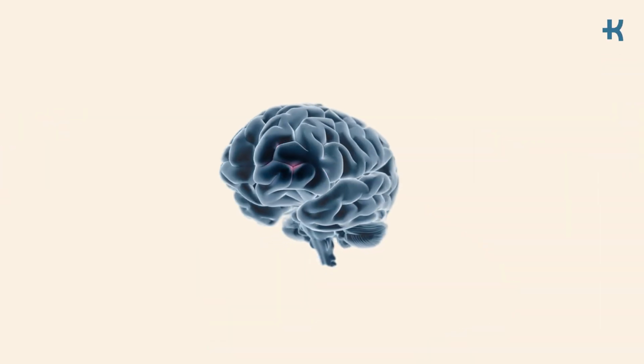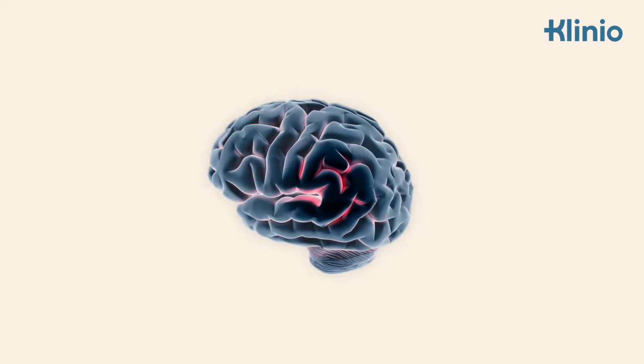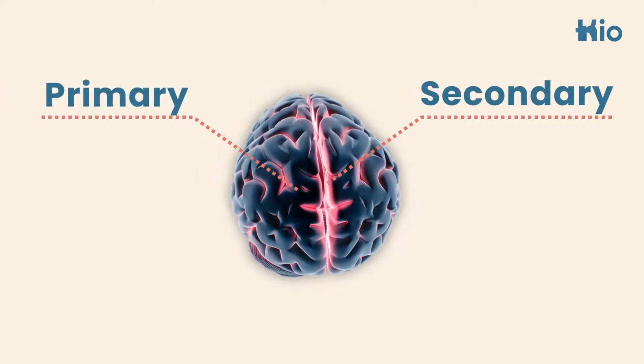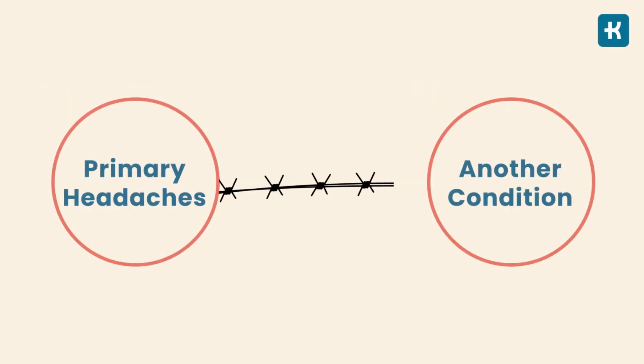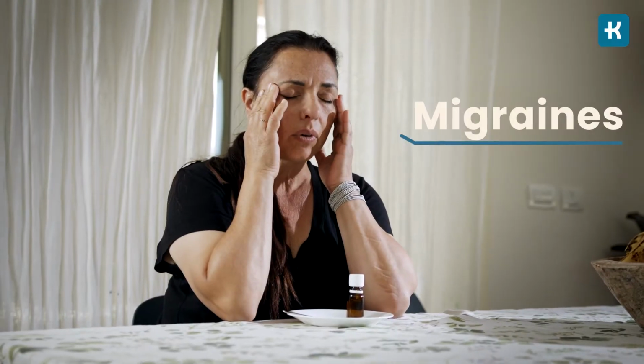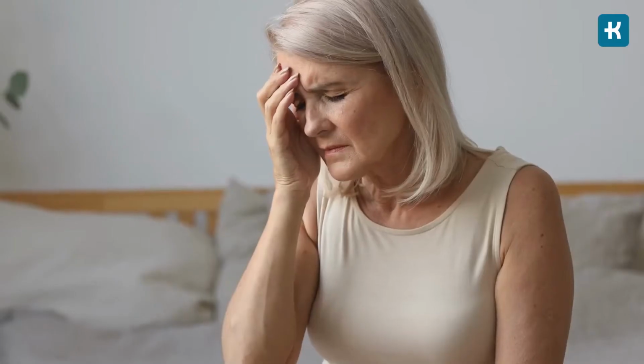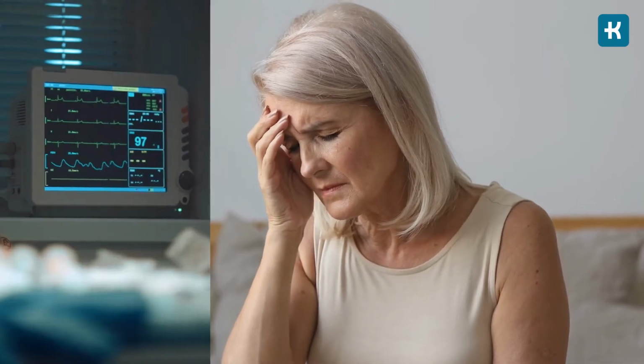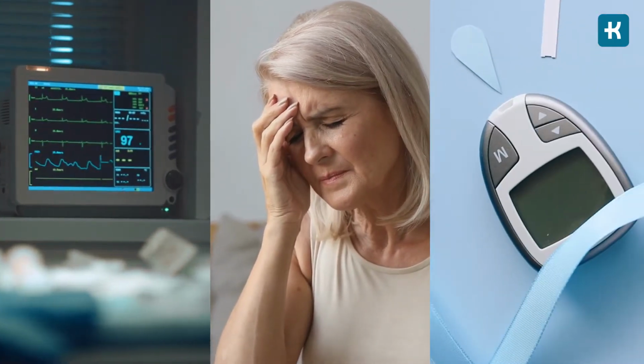Okay, guys, first, you need to know that headaches can be classified as either primary or secondary. Simply put, primary headaches don't relate to any other condition. A good example would be migraines. On the other hand, secondary headaches are caused by other medical conditions or health issues, including diabetes.